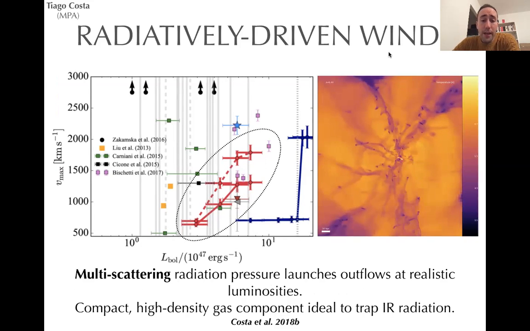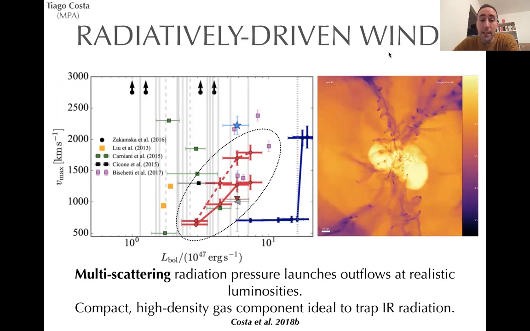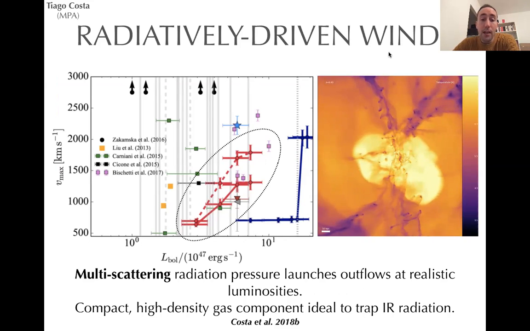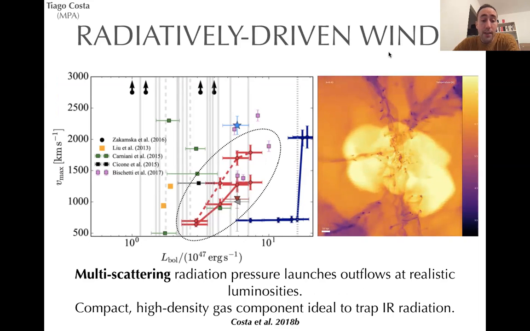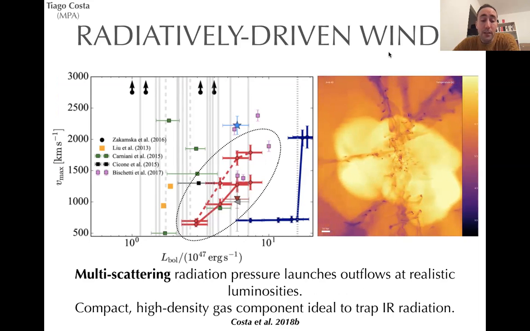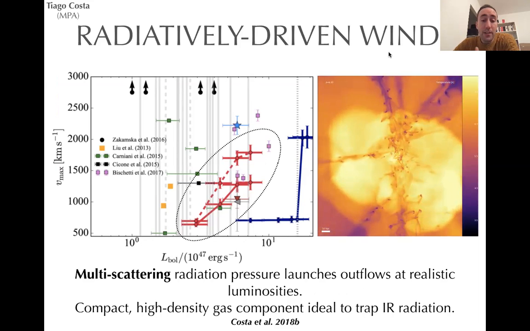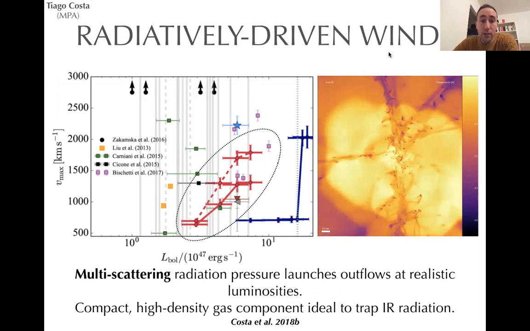Instead, once you account for the trapping of infrared radiation, we find that outflows can now be launched at realistic AGN luminosities consistent with the luminosities of observed quasars. Therefore, multi-scattering radiation pressure makes the difference between a strong outflow and no outflow at all at these redshifts.